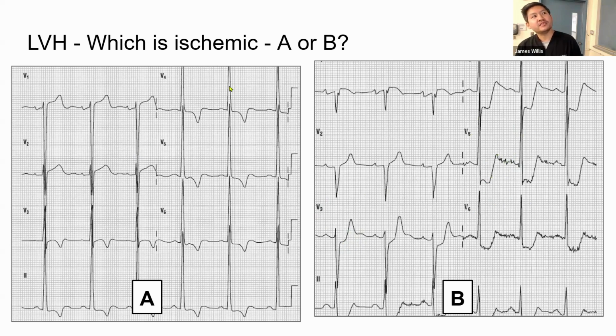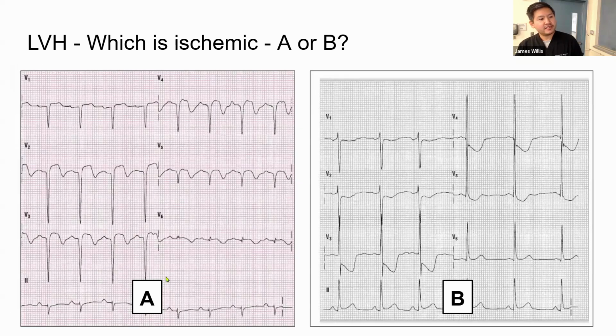Here, what about here? Super high voltage. It looks proportionally okay, right? So A's okay. What about this one? A or B or both? Tombstone and A's, definitely MI. What about here?